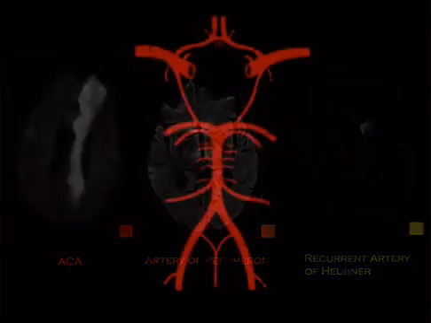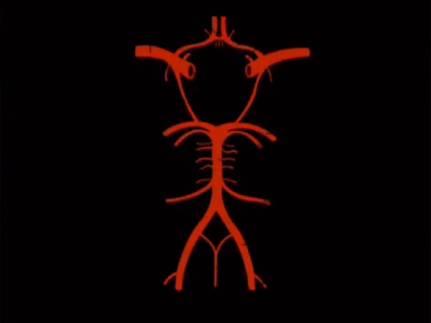So let's review these. So here's your normal circle of Willis. Let's take a zoom in here. So these are your normal perforating thalamic vessels here. And notice that they're just multiple ones coming off. So if you stroked one of these things out, like let's say this one right here, that would just hit one side of the thalamus. It would be hard to get them all, right?